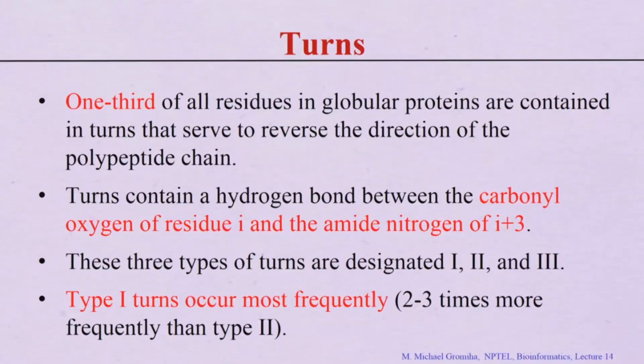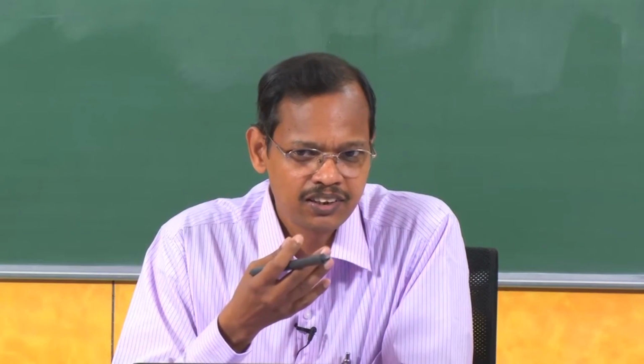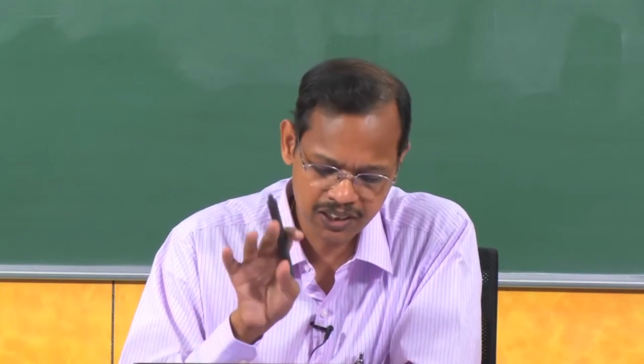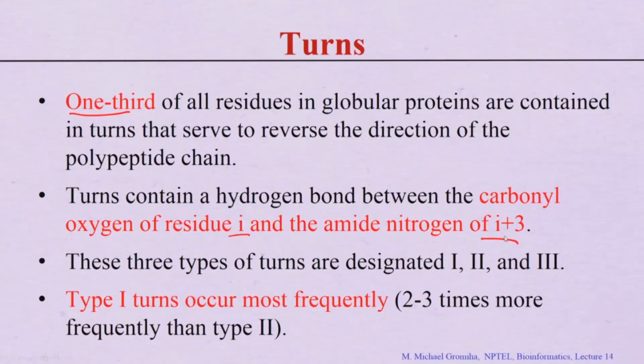Now we have other regular structures, one is the turns. One third of all the residues in globular proteins are in turns, because turns reverse the direction of the polypeptide chain. So how are turns formed? What is the major interaction? This is also a hydrogen bond, between the carbonyl oxygen and the amide nitrogen between I and I plus 3. Depending upon how these interactions make the bonds, there are 3 different types of turns.